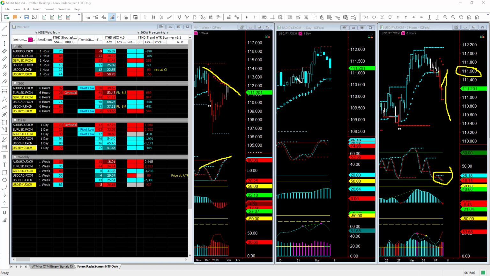We do have the non-farm employment change at 8:30 this morning. We also have the U.S. and Canadian employment reports. So it's going to be quite a volatile morning, more likely than not.